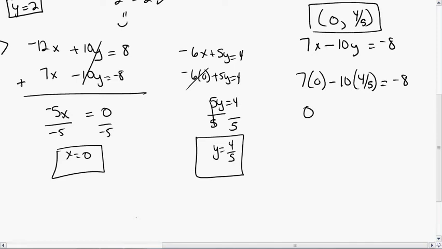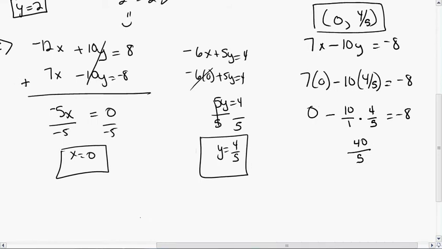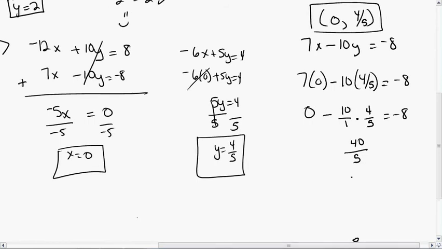7 times 0 is just 0. Let's say negative 10 over 1 times 4 over 5. Does that equal negative 8? 10 times 4 is 40. 1 times 5 is 5. 40 divided by 5 is 8. So now I've got 0 minus 8. Does that equal negative 8?